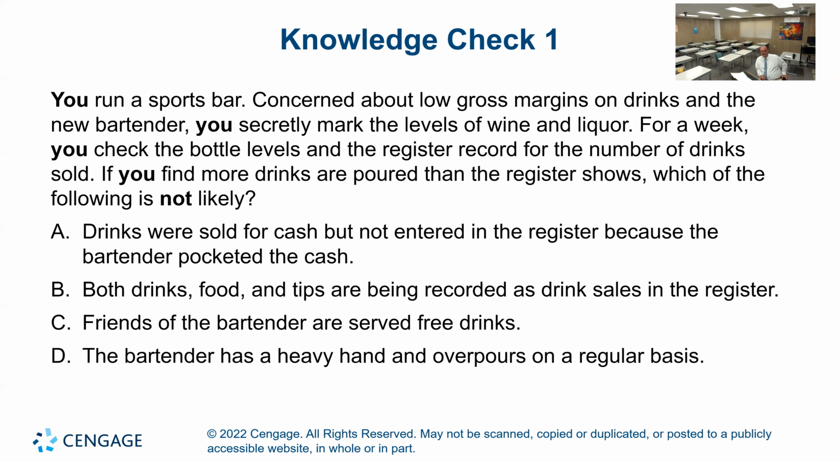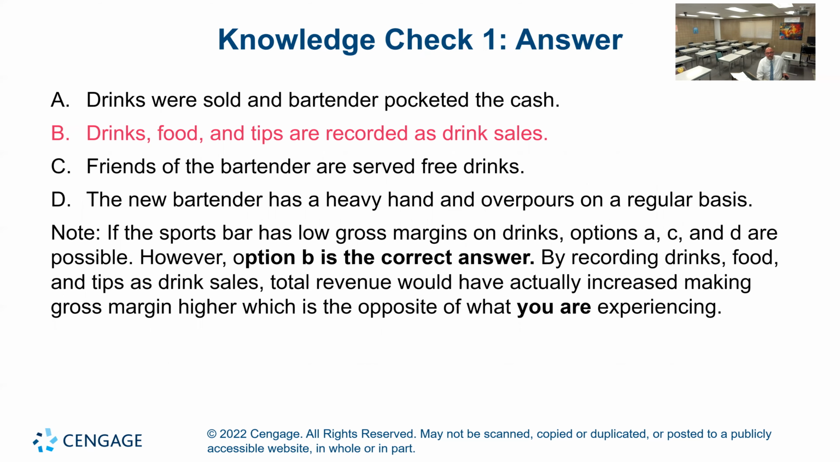Okay, so to answer these questions, which of the following is not likely? Well, A, B, and D are all reasons why our liquor bottle is coming up a little bit short, but C is the one that is not. Or B is the one that is not. Sorry, I said that wrong. When we were explaining it, that's what we talked about though. Okay, option B is the correct answer.